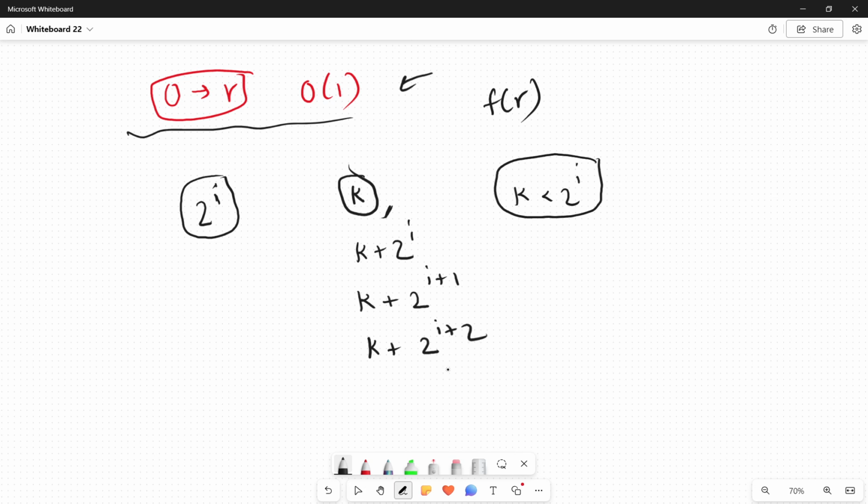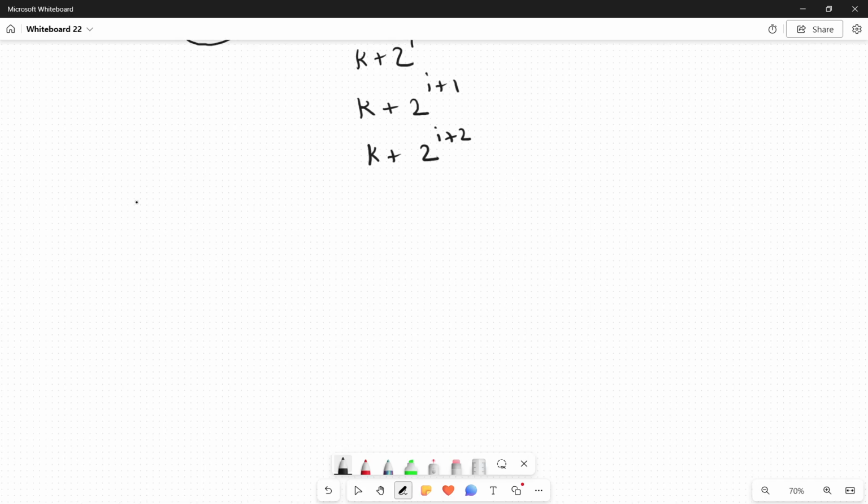Now how can I represent these? So take a closer look. Suppose k's binary representation is something like, suppose it has some n number of bits: b n minus 1, b n minus 2, b n minus 3, so on up to b2, b1 and b0. So suppose this is the binary representation of k.